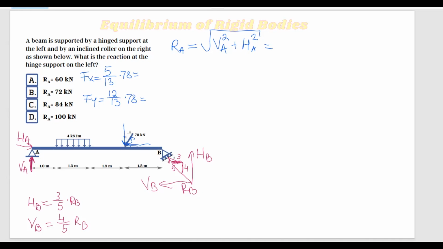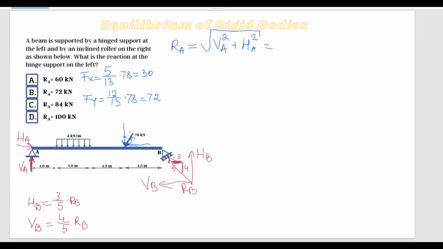So I have 5/13 multiplied by 78. The Fx component equals 30. And the Fy component, 12/13 multiplied by 78, the y component equals 72. Perfect.